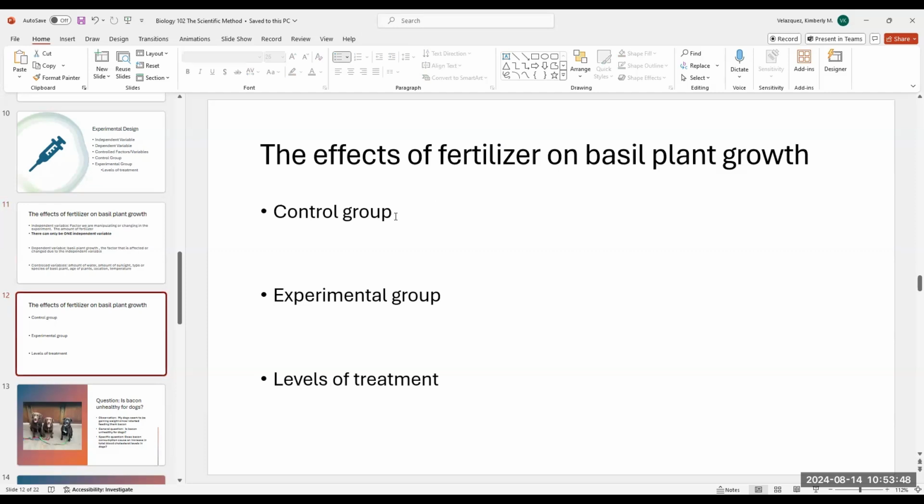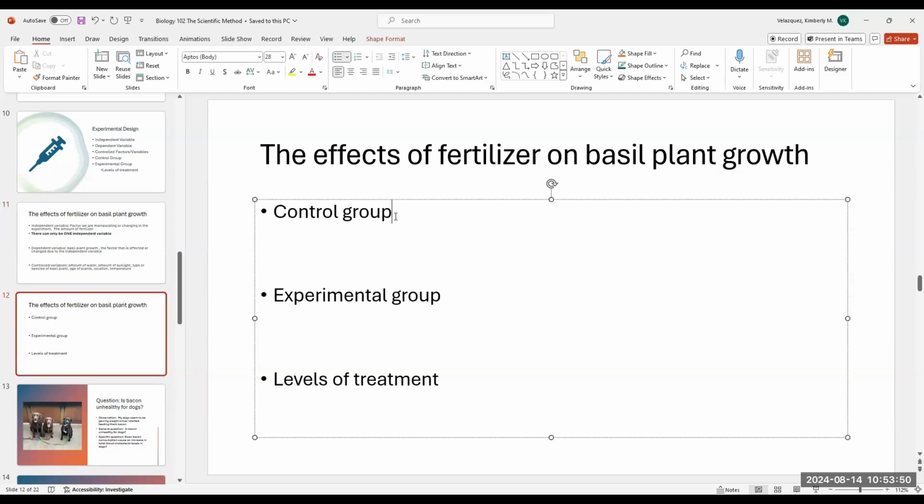A couple of other terms. The control group is something very different from the controlled factors. The control group is the group. Sorry, I'm not typing very well today. I'm used to writing this on my iPad. The group that receives no treatment.